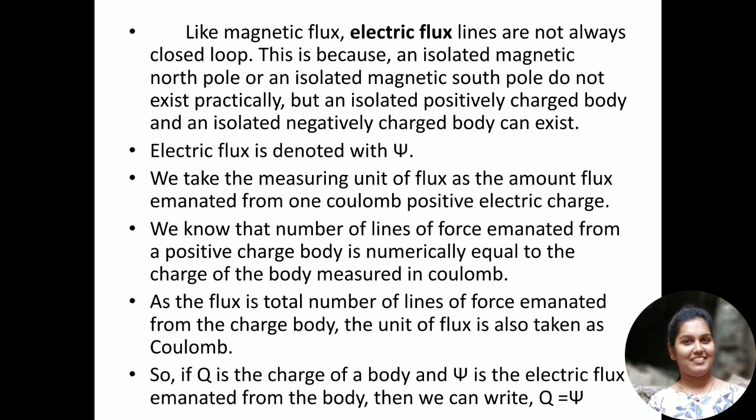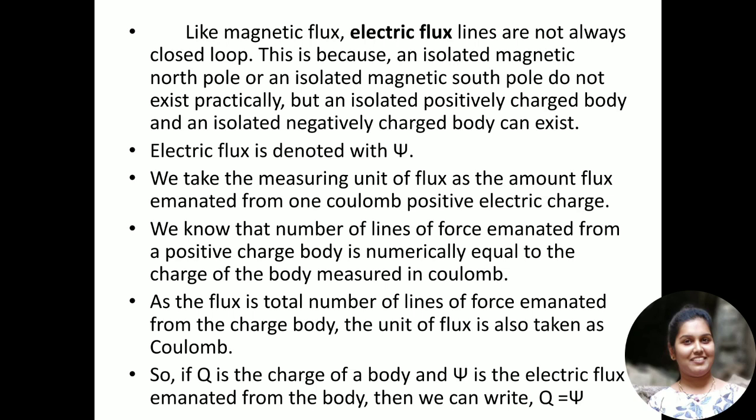We take the measuring unit of flux as the amount of flux that is coming from 1 coulomb of positive electric charge. We know that the number of lines of force coming from a positively charged body is numerically equal to the charge of the body measured in coulombs. As the flux is the total number of lines of force coming from a charged body, the unit of flux is also taken as coulomb. So for the electric lines of force, the unit is given as coulombs.